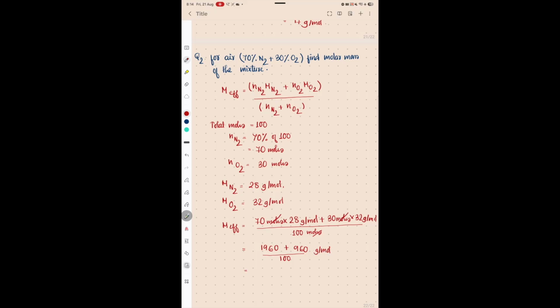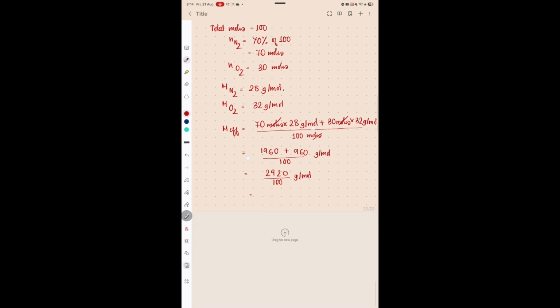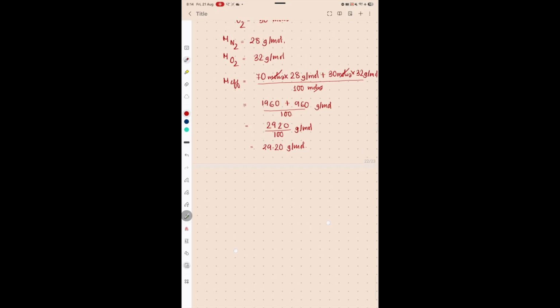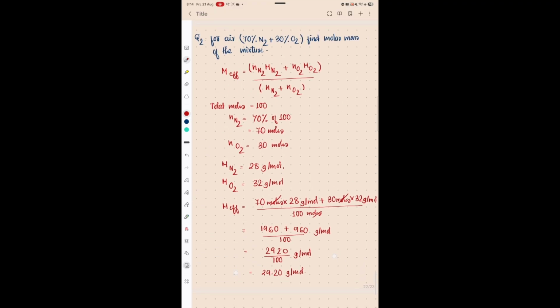So that will be how much? 2920 divided by 100 gram per mole, equal to 29.20 gram per mole, right? So this is how we can solve this.